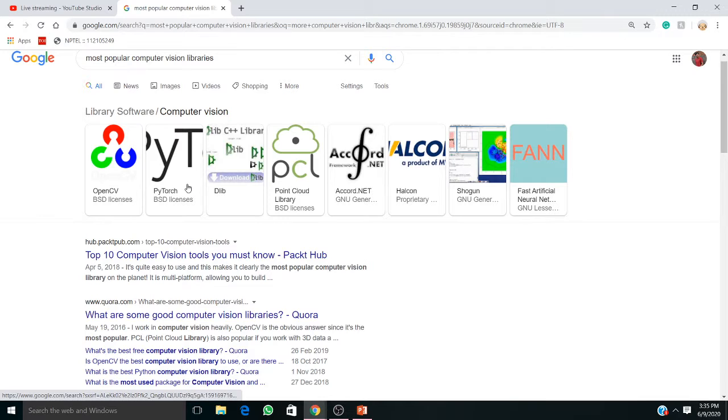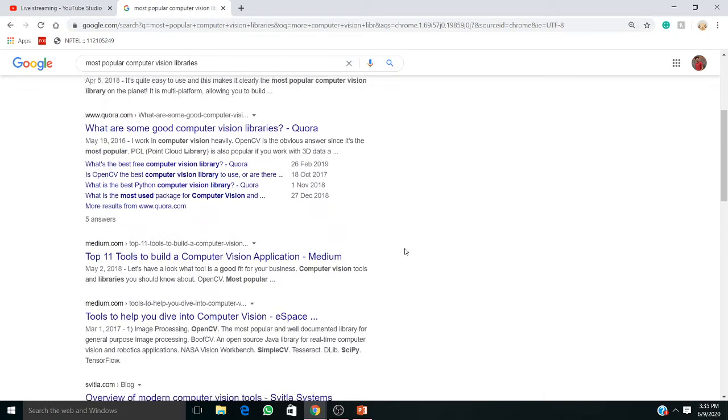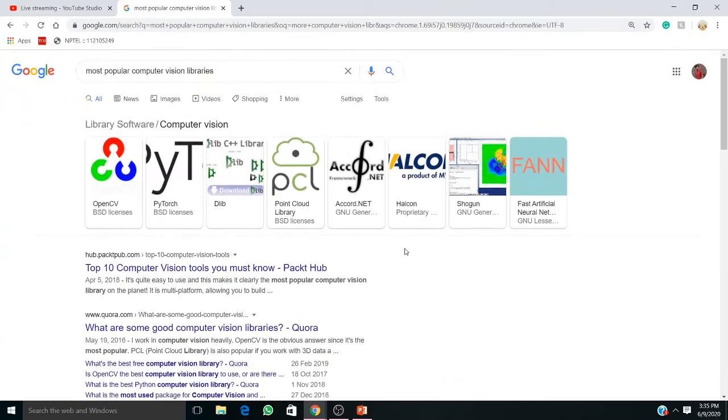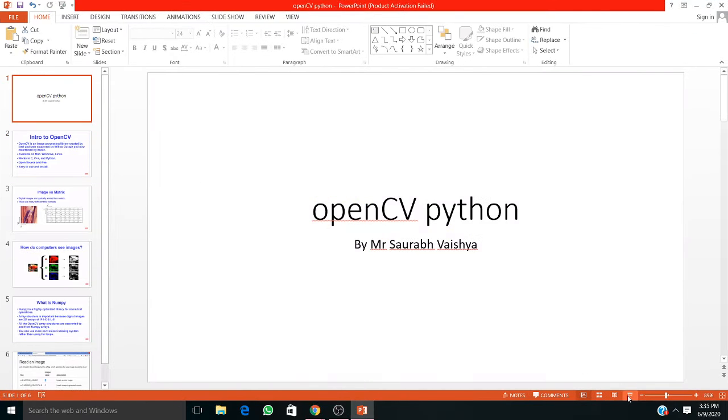Okay, so PyTorch, DLIB, Point Cloud Library, Accord.NET, Halcon, Shogun, and artificial neural networks are some of the computer vision libraries that you can use. You can go through the net and still find more and more different ones which work according to your language, or whichever language you prefer. Okay, so as we move further, now I'm going to talk about OpenCV.